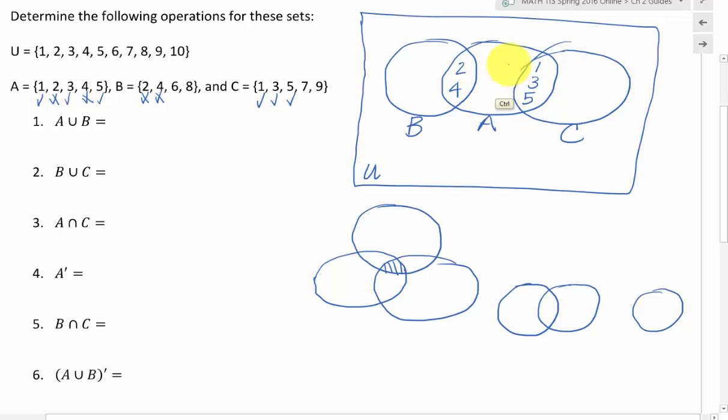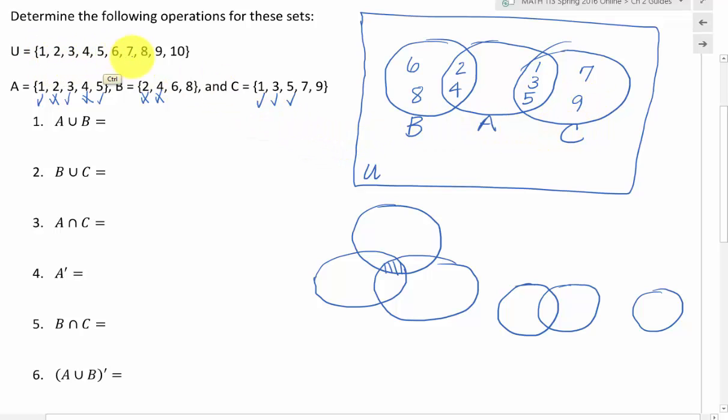And that's okay. That means there's nothing here in this common part, or this A part alone, that does not also belong to one of the other sets. B has 2 and 4 written in the intersection, but it also has 6 and 8, and 6 and 8 do not appear in any other set, so I put them just in the B part alone. And finally, set C has 7 and 9, and that does not appear in any of the other sets, so 7 and 9 go in the C proper.